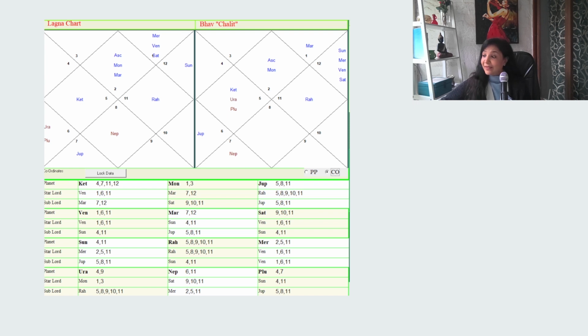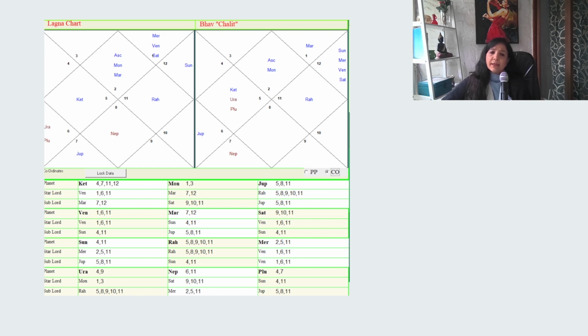purpose. And then most importantly, check sublord. And in KP, sublord decides the final outcome. So if sublord negates, then things don't materialize. So here sublord is Sun. So Sun represents purity, austerity, confidence, authority and respect.